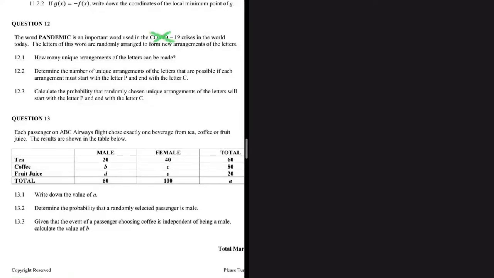So this is another question on the past trial examination, September 2021, grade 12 mathematics. We have the word "pandemic". Question 12.1 asks: how many unique arrangements of the letters can be made?